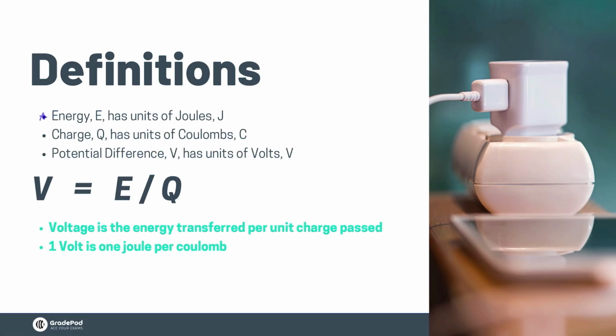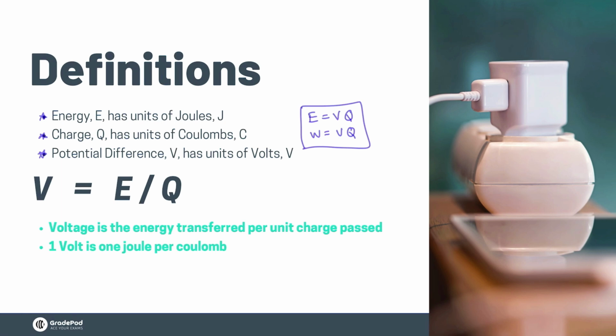Energy, again, has units of joules. Charge has units of coulombs. And potential difference has units of volts. Do you remember this equation? E equals VQ, sometimes written as W equals VQ. That's an equation for energy in electrical circuits or electrical appliances.